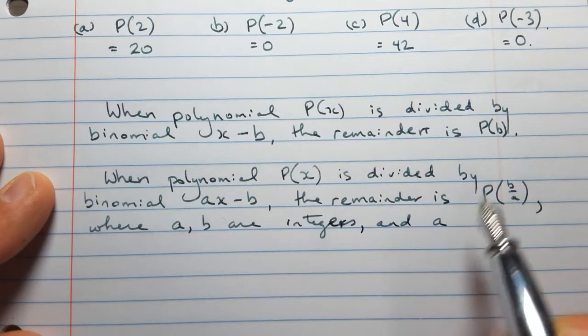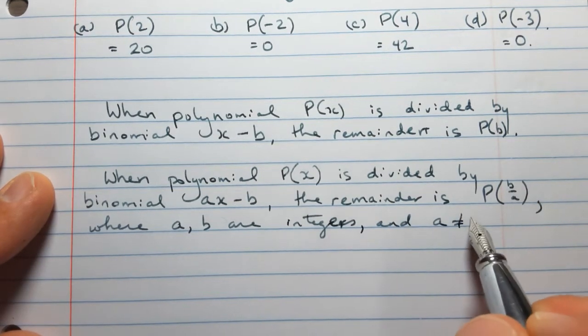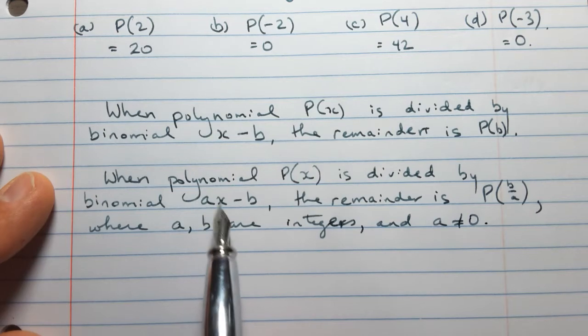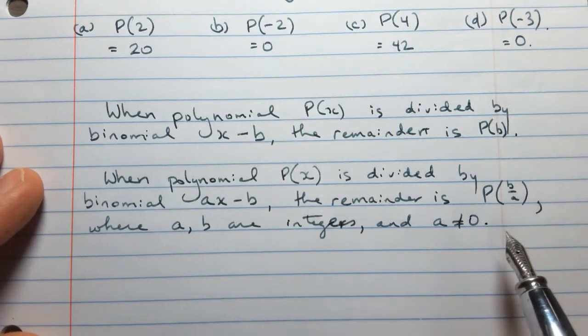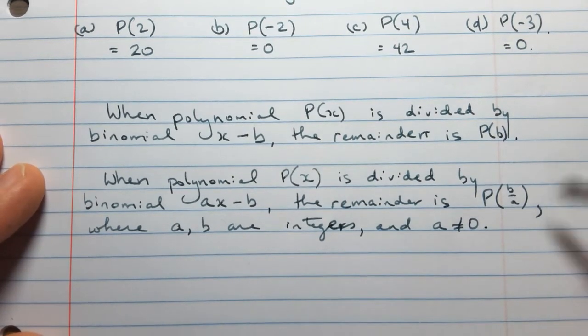And a can't be 0. If a was 0, this wouldn't be a binomial, this would be a constant, and also we would be dividing by a in here, which would be pretty bad. So these are the two forms of it.